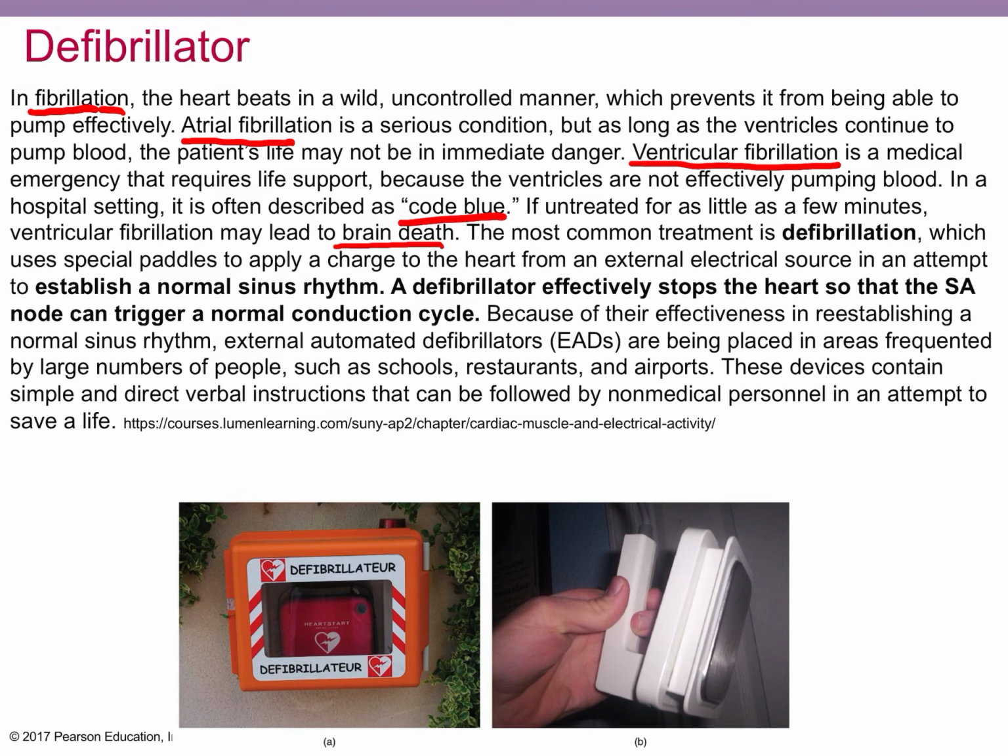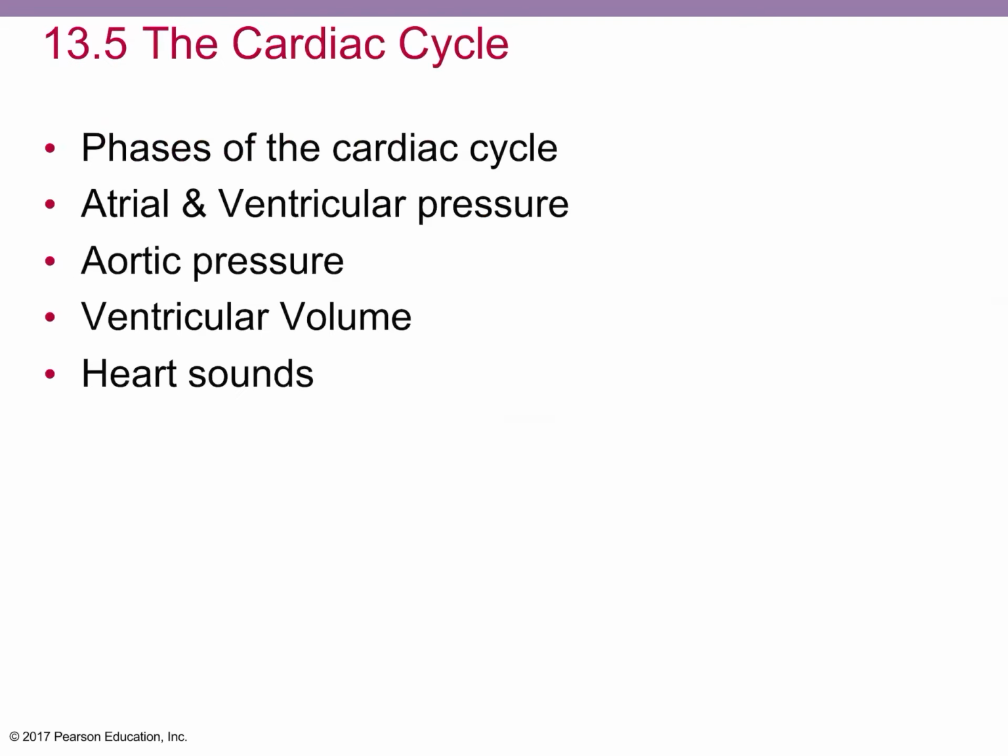So you use a defibrillator, and a defibrillator basically stops the heart. It jolts the heart, pretty much resetting it, right? Stops the heart so that the SA node can trigger a normal conduction cycle. And that's the hope, to zap the heart back into a regular heartbeat. All right, and because they are very successful, they are put in areas and sometimes in public places where you can access them.